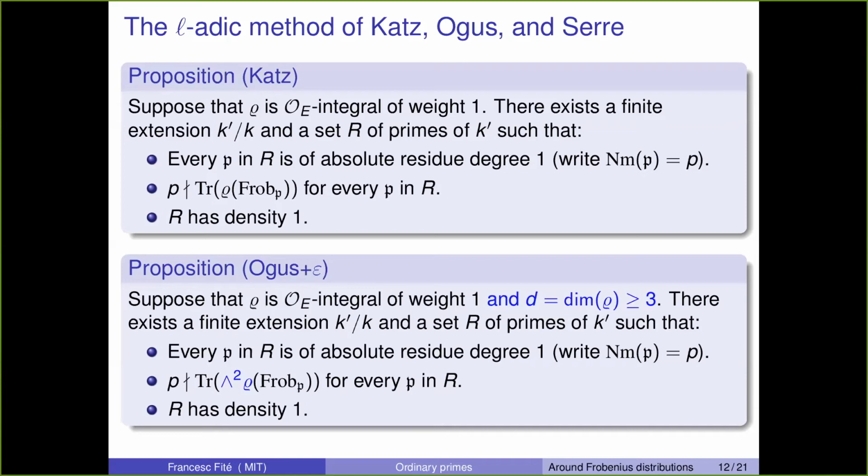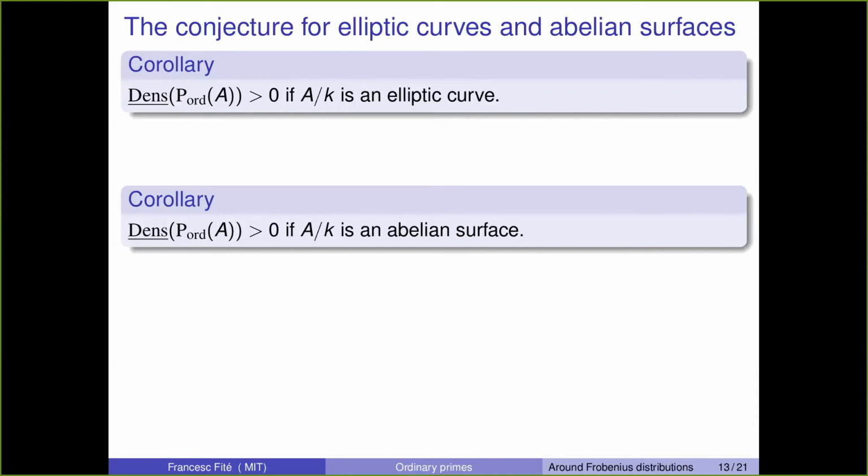And yeah, my plan is to explain to you the proof, at least of the part due to Katz. But first, let's do what we all want to do, which is to derive the conjecture from these two propositions, in the case of an elliptic curve and in the case of an abelian surface.